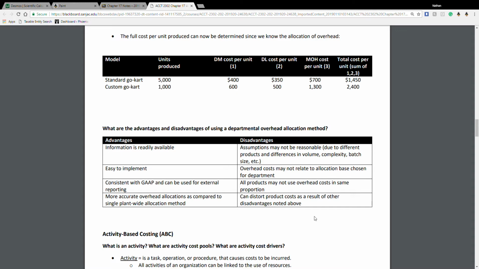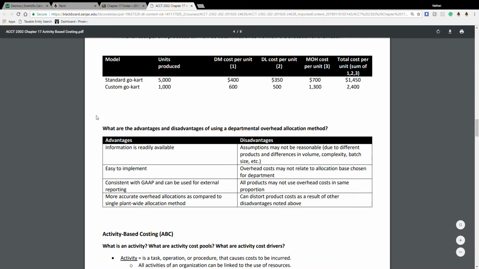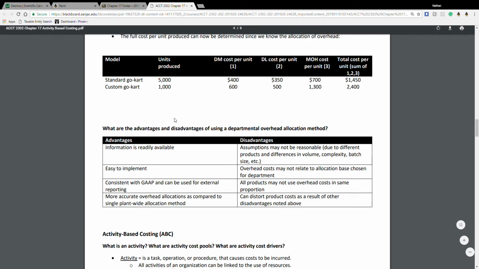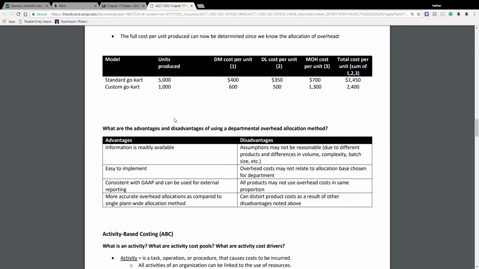Some disadvantages: the assumptions may not be reasonable, due to different products and differences in volume, complexity, batch size, etc. Basically, again, we're dealing with a custom. We can't just always assume it's going to take us 20 machine hours and 5. That assumption may not actually be reasonable. It may actually take us longer to do it, or it may take us a shorter amount of time. So sometimes it has this effect that it just wants to paint this overall picture for the department and say everything's produced at the same time.